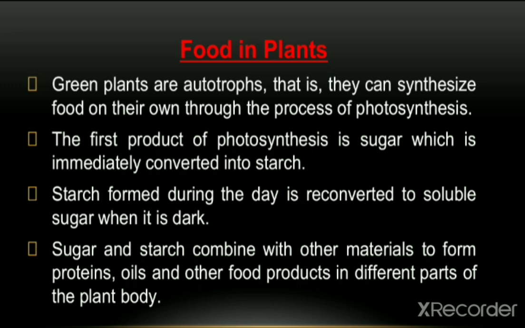Food in plants. Green plants are also known as producers or autotrophs because they synthesize their own food through the process of photosynthesis. The first product of photosynthesis is sugar, which is immediately converted into starch. The starch, which is formed during photosynthesis in the daytime, is reconverted to soluble sugar when it is dark or night. Sugar and starch combine with other materials to form proteins, oils, and other food products in different parts of the plant body.